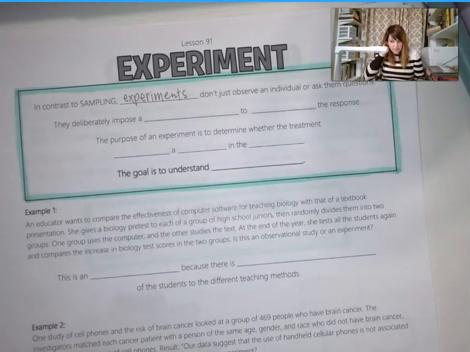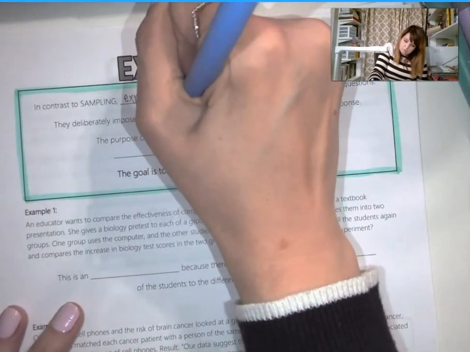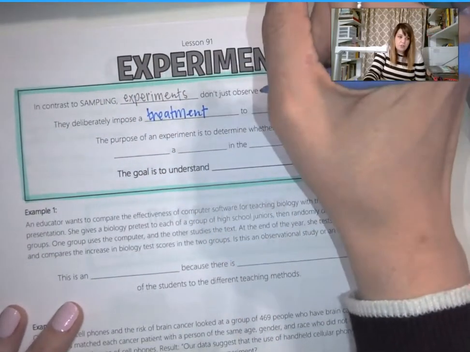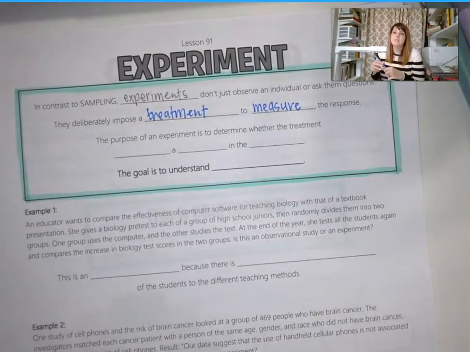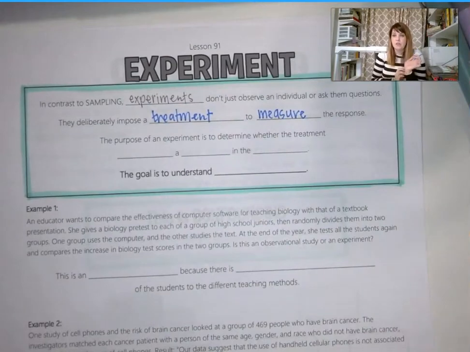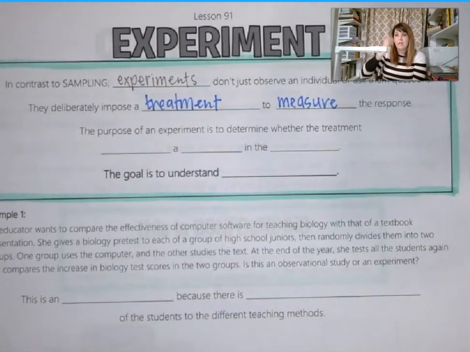Experiments deliberately impose a treatment to measure a response. So one example of an experiment that we've seen in our notes is the mice with lung tumors. We inject a medication into the mice to see if it shrinks their lung tumors. That's what they mean by treatment. It's the medication that we inject. So they deliberately impose a treatment to measure a response.